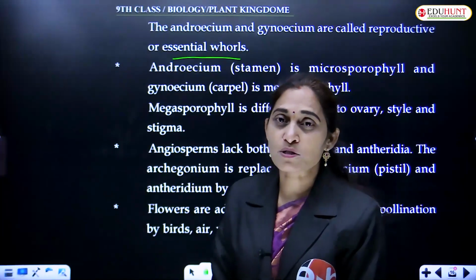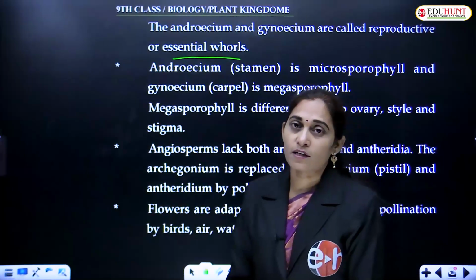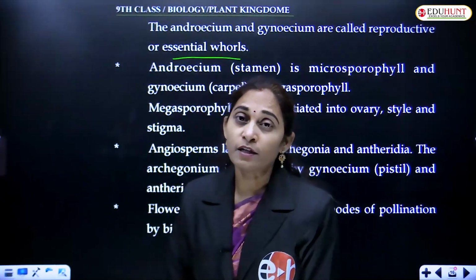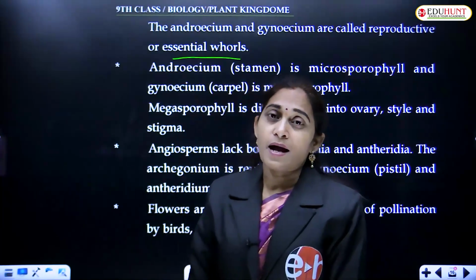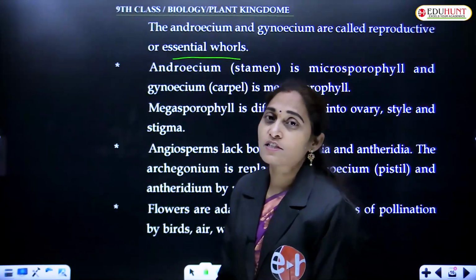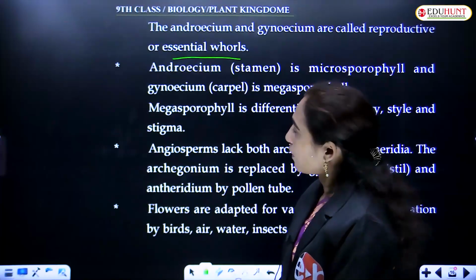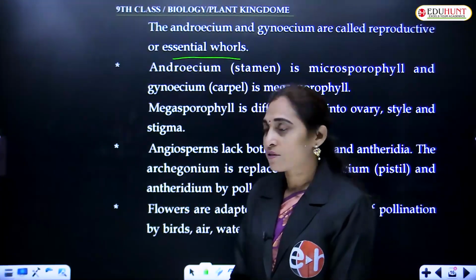The outermost circle is the calyx, second is the corolla, third is the androecium, and the final, innermost circle is the gynoecium. Androecium and gynoecium are considered the essential organs of the flower. Androecium consists of stamens.